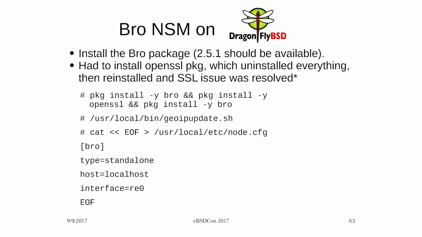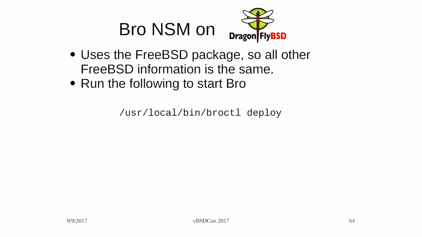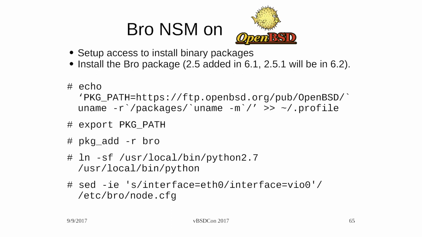Same for DragonFly. I just put this comment in my slides because I don't know what happened during my testing, but it was just a weird thing. I had to remove a package and add it back in. Not sure if that's still an issue, but otherwise it's the same information for FreeBSD. The Bro package was 2.5 when I did this originally. So 2.5.1 is going in, I believe, once 6.2 is released.